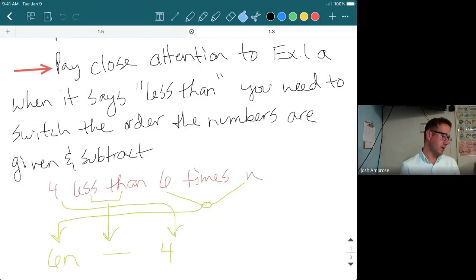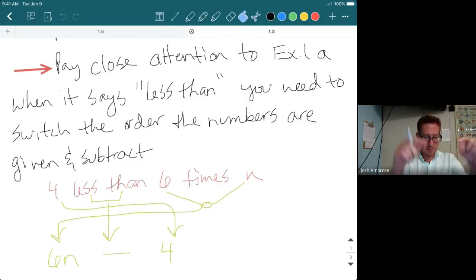Take a look at example 1 on page 19, part A. It says the phrase "less than." In the example, I wrote that in red: 4 less than 6 times n. If you can follow these green lines here, look at the 6 and the n. I've combined them together, and then you see that little circle. Follow the arrow from the circle. Notice the 6n, 6 times n, is now in the front, and the 4 that was at the beginning of that sentence is now pushed to the back of the equation. It's all because of that phrase "less than."